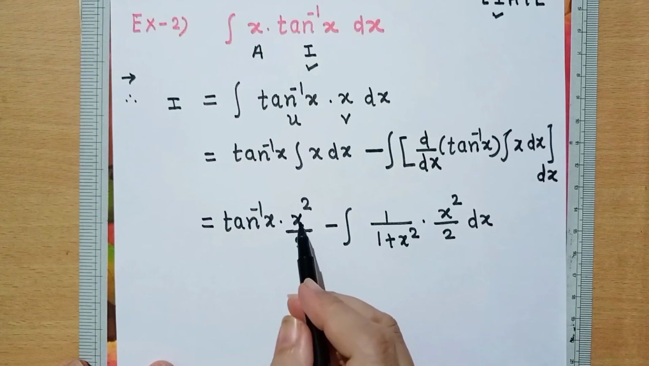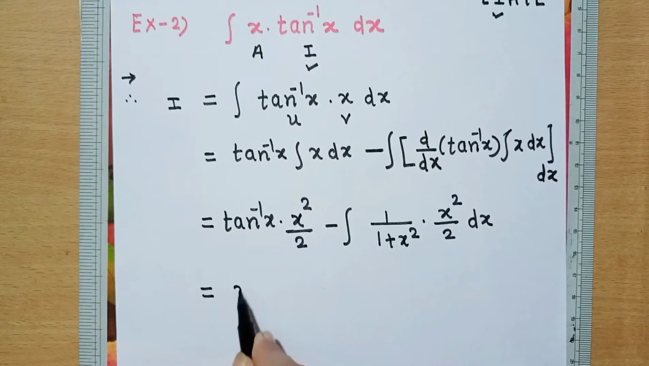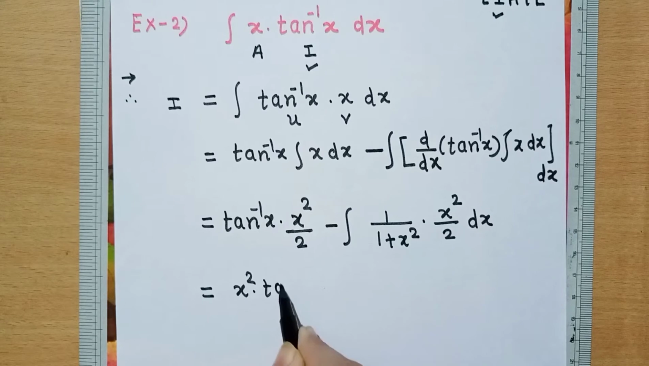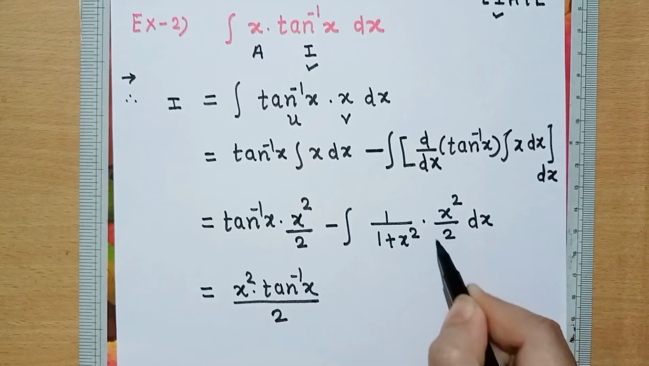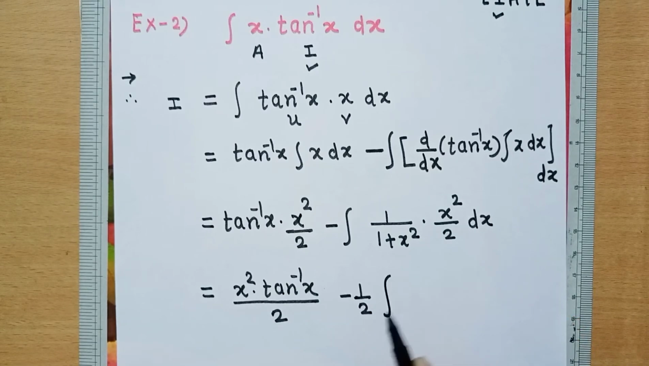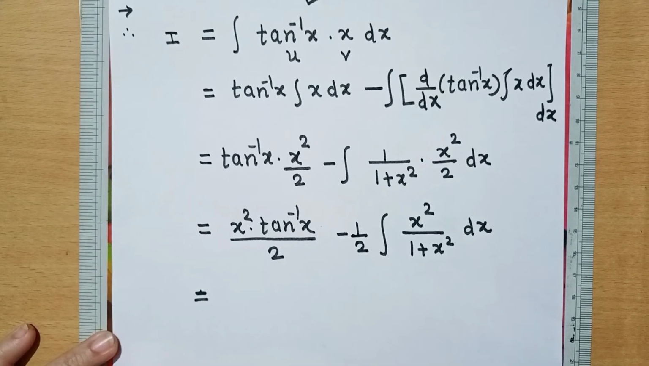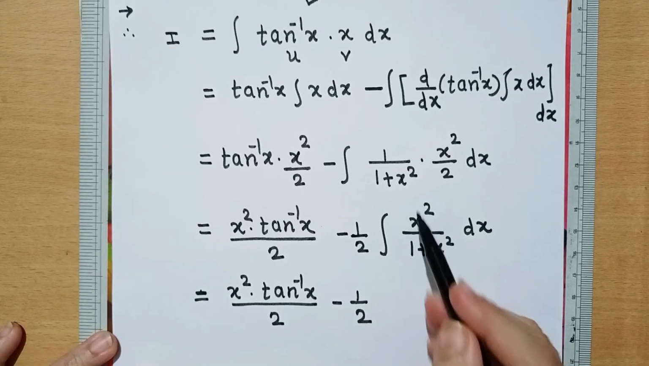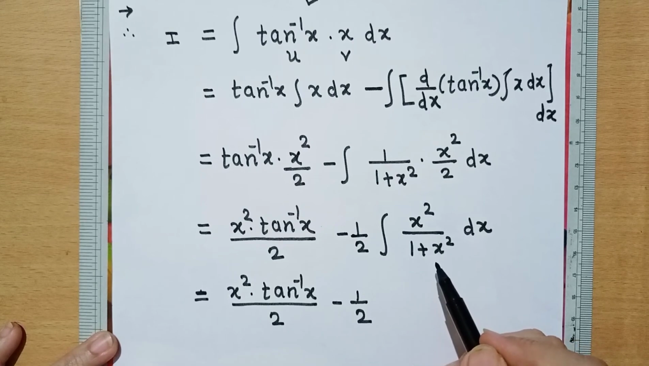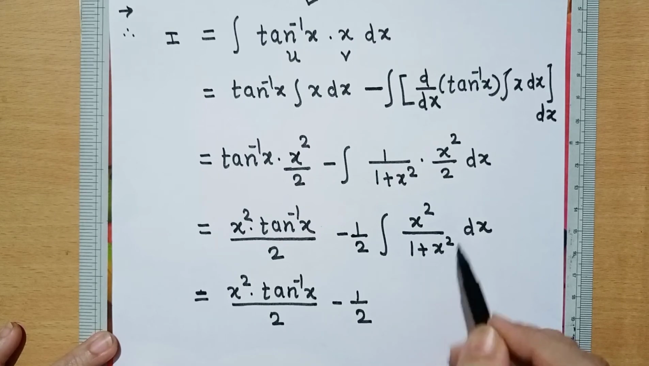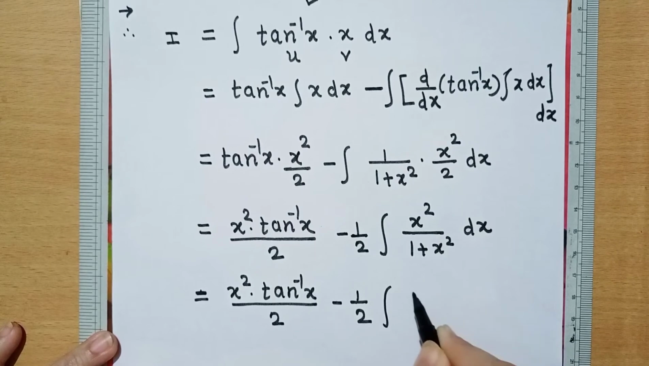Now again we will keep this algebraic function first. So here x square, then tan inverse of x as it is upon 2, then take this 2 outside and we have x square upon 1 plus x square into dx. Write this term as it is here. Now check here, degree of numerator and degree of denominator is same. So we will adjust this numerator. So we will write here x square, we want plus 1.